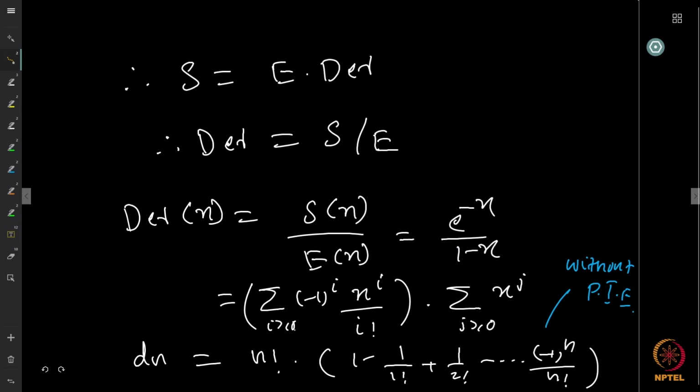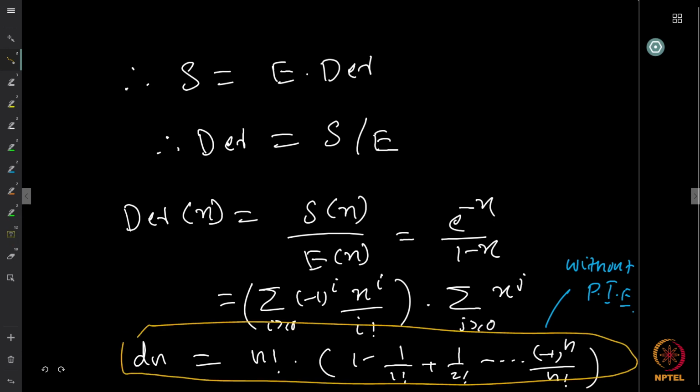Now the product of these two we can immediately find, because the coefficients here are just ones. And we are looking at the coefficient of x raised to n by n factorial. That is basically n factorial times, look at the terms which contribute to x raised to n. I have to take some element from here, and the remaining from there, so that j plus i must be equal to n. If I collect them all together, there are at most n plus 1 terms: 1 minus 1 by 1 factorial plus 1 by 2 factorial minus etc., minus 1 raised to n by n factorial. So d_n is basically n factorial times (1 minus 1 by 1 factorial plus 1 by 2 factorial etc.). This is the formula for d_n we calculated earlier using the principle of inclusion and exclusion.